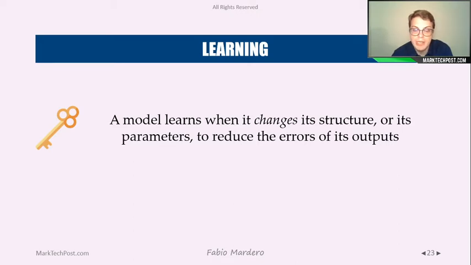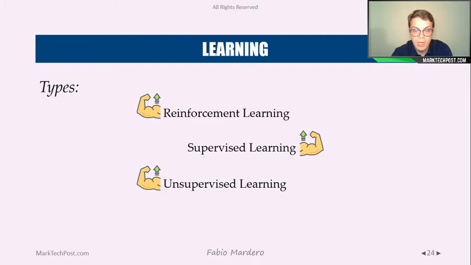This could be seen as an estimator. So a machine learning model is a particular type of estimator, which uses the process of learning to estimate those parameters, the parameters that allow it to describe the random variable that generates the phenomenon of interest. And the learning could be of three types: the reinforcement learning, the supervised learning, and the unsupervised learning.